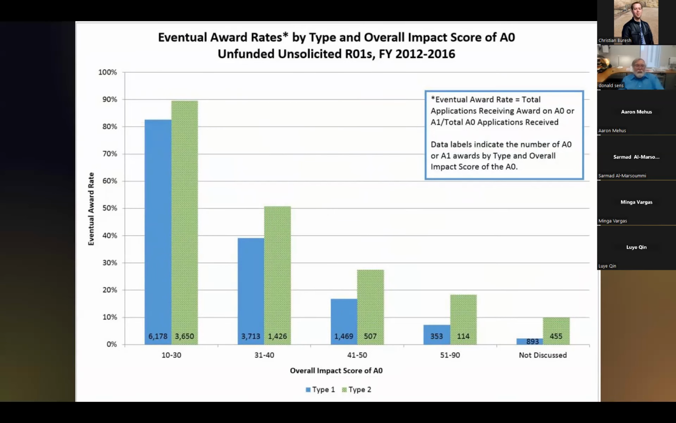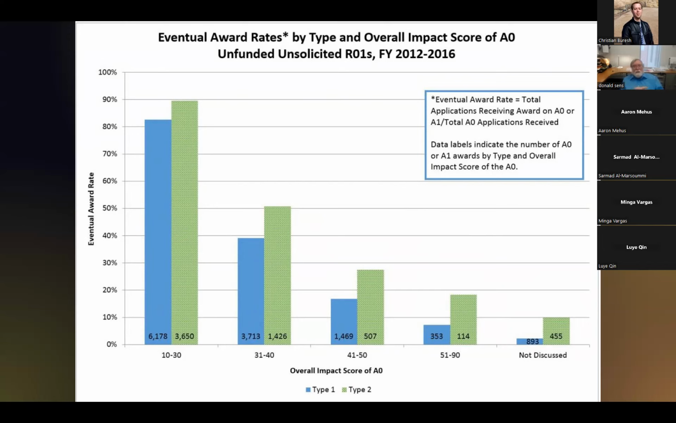So the funding rate, award rates, when you do this and you're in this range, the award rates between either a new one or a resubmission getting funded gets pretty good. It gets pretty high if you're into this 10 to 30 range. And 31 to 40 falls off really fast.